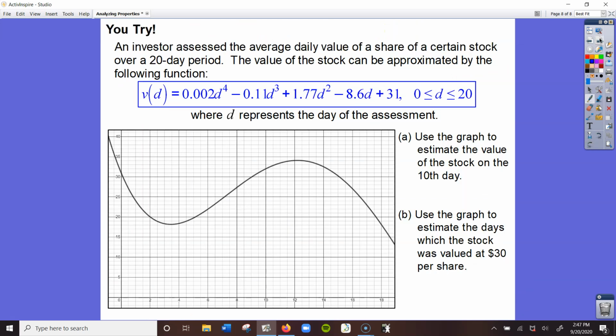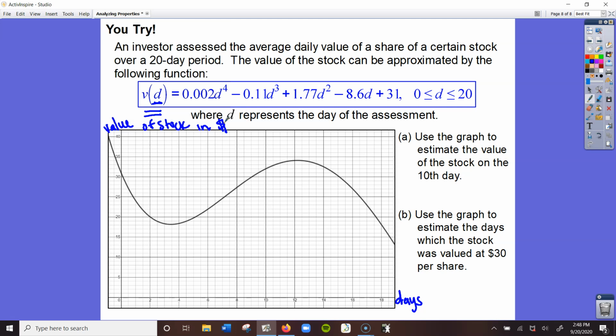Let's look at one final example. An investor assessed the average daily value of a share of a certain stock over a 20-day period. The value of the stock can be approximated by the following function, where D represents the day of assessment. So D, that represents my x-axis. So D standing for days. And then the V of D, that's the value of the stock, which is my y-axis, in dollars.